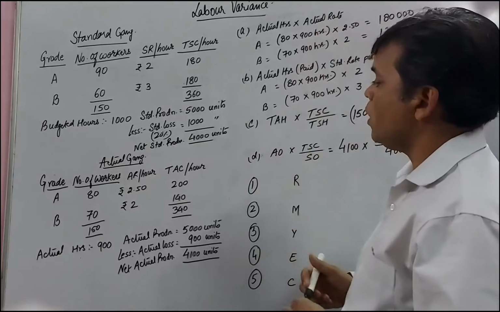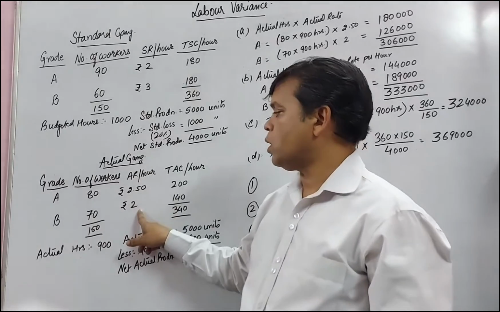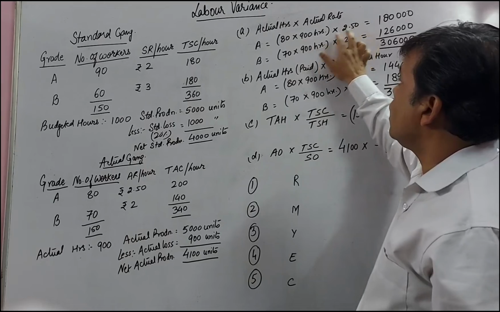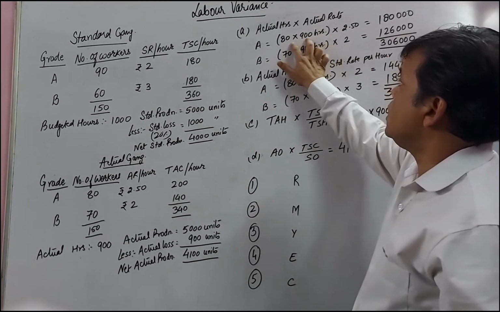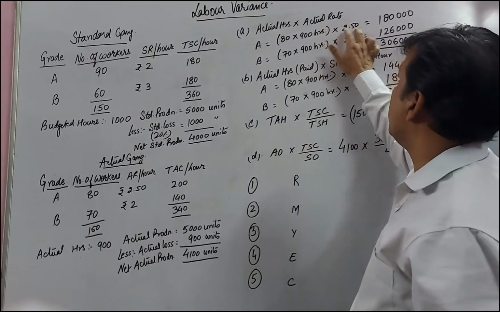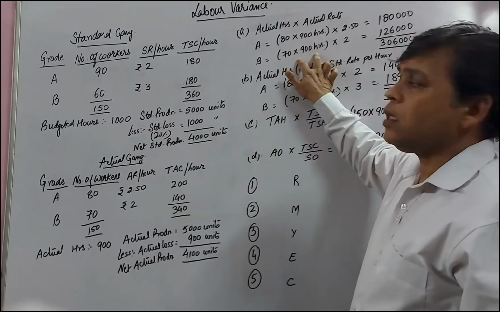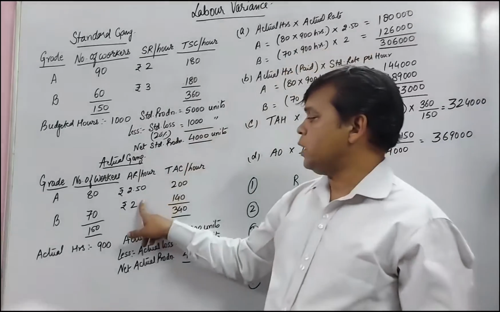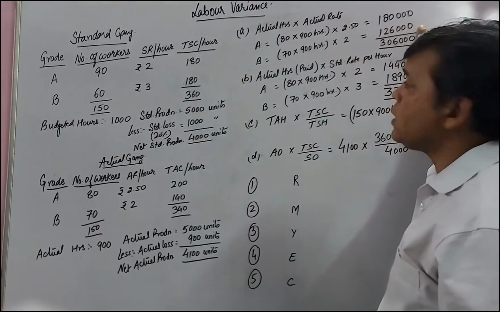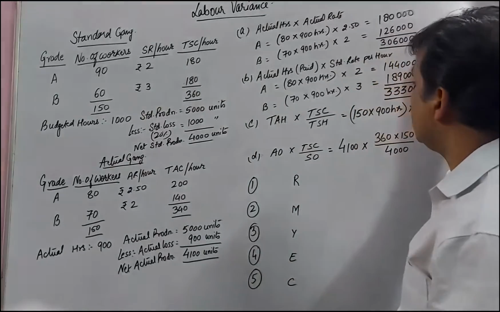Then the actual rate per hour is 2.50 for grade A and 2 rupees for grade B. So we multiply these actual hours with the actual rate per hour. For grade A, 80 into 900 gives you the actual hours, multiplied by the actual rate per hour, which gives you 1,80,000. 70 into 900, that is 63,000, multiplied by the actual rate per hour of a grade B worker, rupees 2, gives you 1,26,000. And then if we add them up, it gives you 3,06,000.